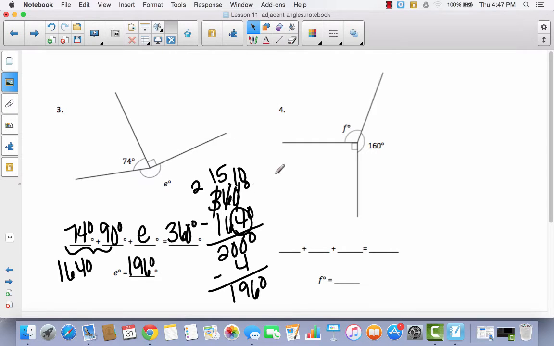Okay, so again, I have a full turn, so I know that all this together has to equal 360 degrees. So I've got F degrees plus 160 degrees, and then I have this right angle, which is 90 degrees. So 160 degrees plus 90 degrees is 250 degrees. When I subtract these two, that gives me 110 degrees, and that would be what F is equal to.